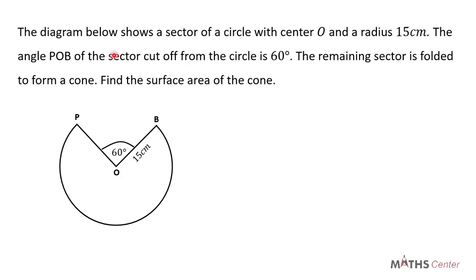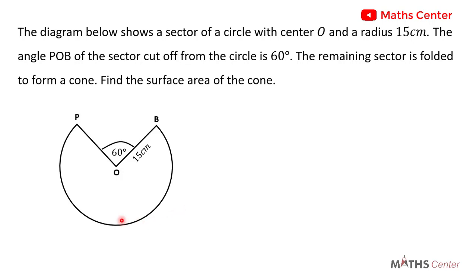The diagram below shows a sector of a circle with center O and a radius 15 centimeters. The angle POB of the sector cut off from the circle is 60 degrees. The remaining sector is folded to form a cone. Find the surface area of the cone.